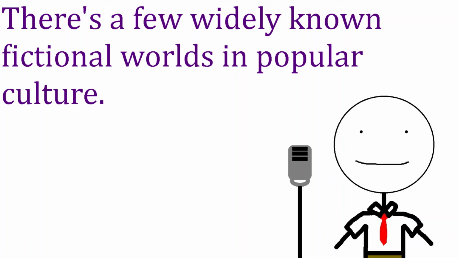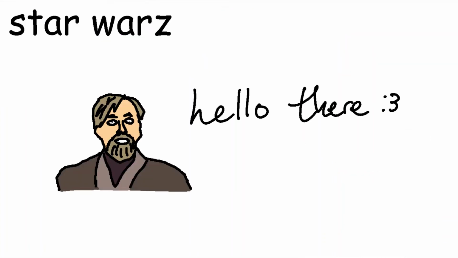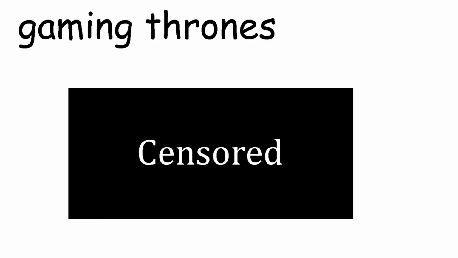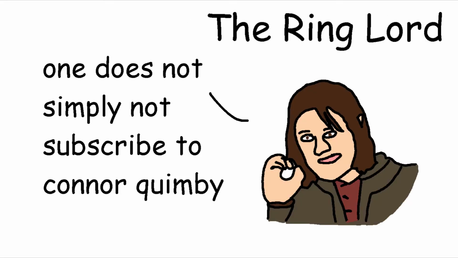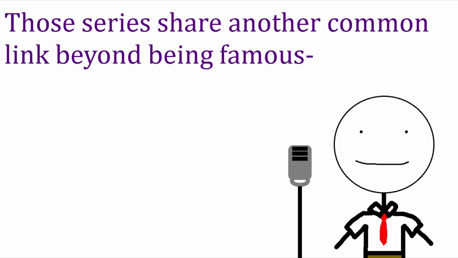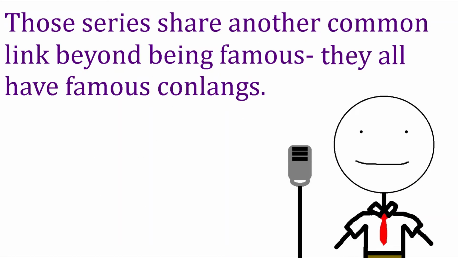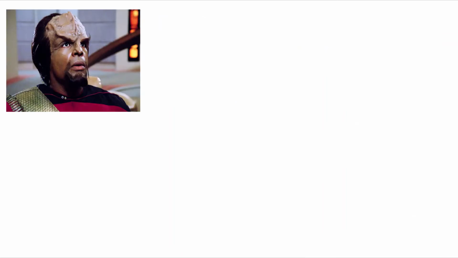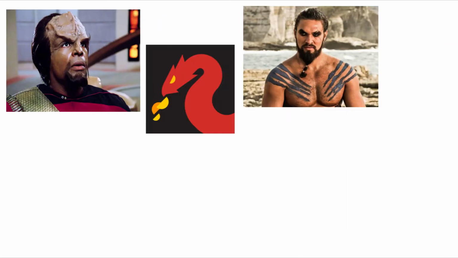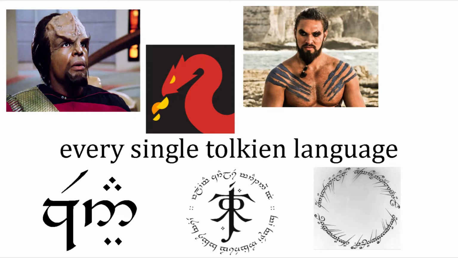When we think of fictional worlds in popular culture, there's a few series that come to mind. Star Wars, Star Trek, A Song of Ice and Fire, and The Lord of the Rings are without a doubt the most famous. There's a common link between these series. They all have some of the most well-known constructed languages. Star Trek has Klingon, A Song of Ice and Fire has Dothraki and High Valyrian. The Lord of the Rings has like 15 different conlangs, notably Quenya, Sindarin, and the Black Speech.